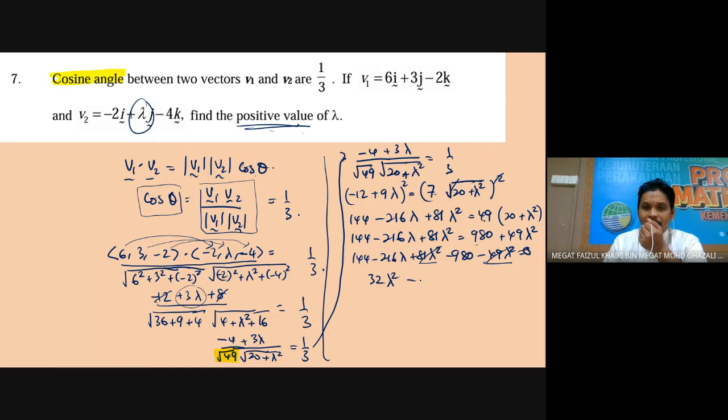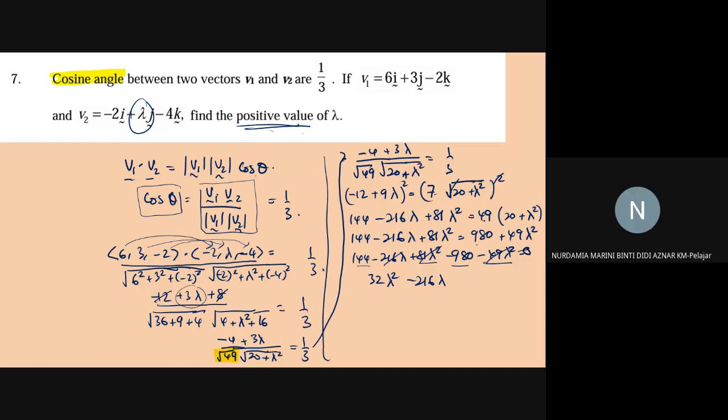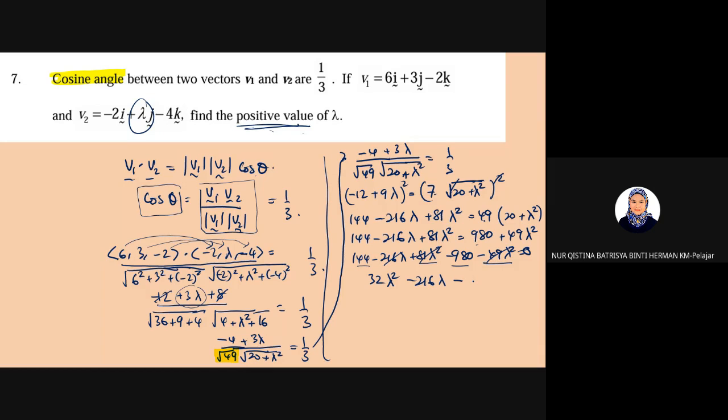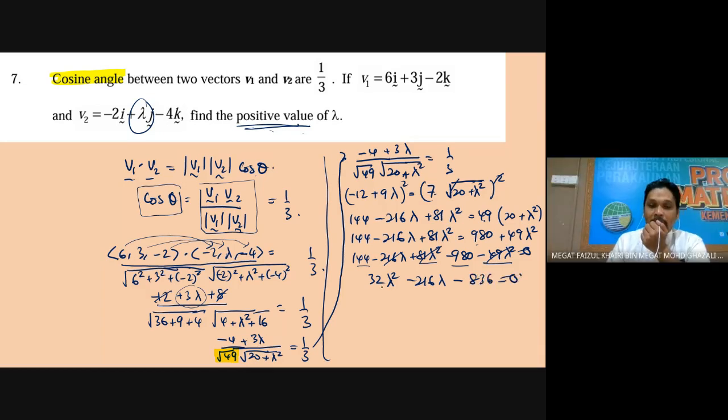And then minus 216 lambda. 144 minus 980. Negatif 836. Minus 836 equal to 0. Okay, this is a big number here. You may use a calculator.